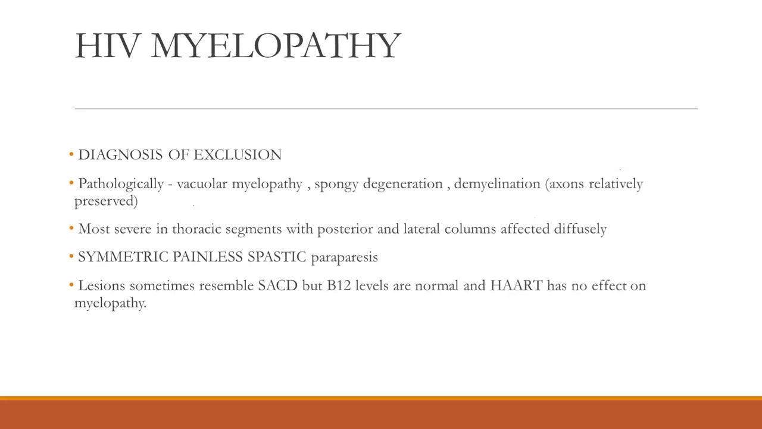Okay, coming to HIV myelopathy. HIV myelopathy is primarily a diagnosis of exclusion. So pathologically, we see there is vacuolar myelopathy with spongy degeneration and demyelination. There is symmetric, painless, spastic paraparesis. Lesions are usually more often seen on the dorsal cord. They sometimes resemble SACD, but B12 levels are normal. And these lesions do not usually respond to highly active antiretroviral therapy.